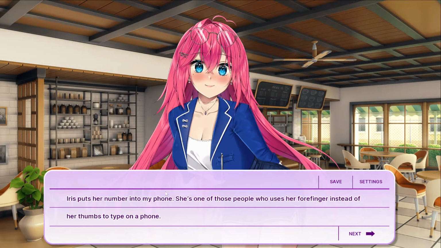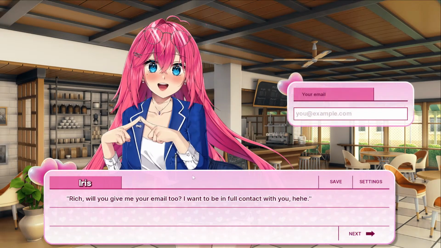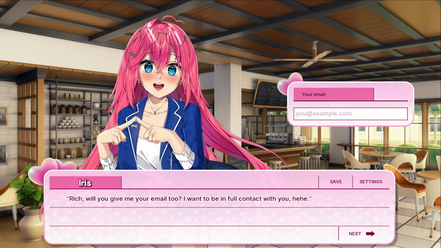Puts her number into my phone. She's one of those people who uses her forefinger instead of her thumbs to type on a phone. I'm not sure I do that. I think I do use my forefinger to type on a phone. Which will give me your email too. I mean, I'd use my thumb if it was the old analog phone, but not on a touch phone. Give your email too.